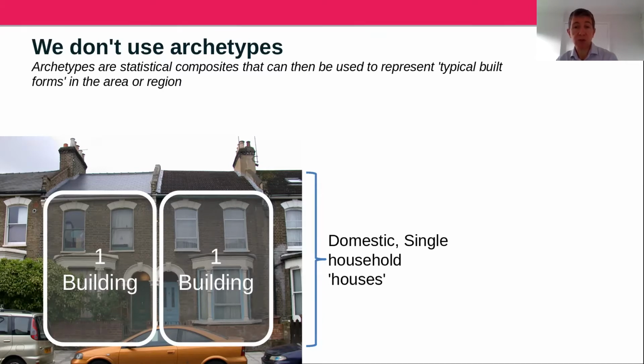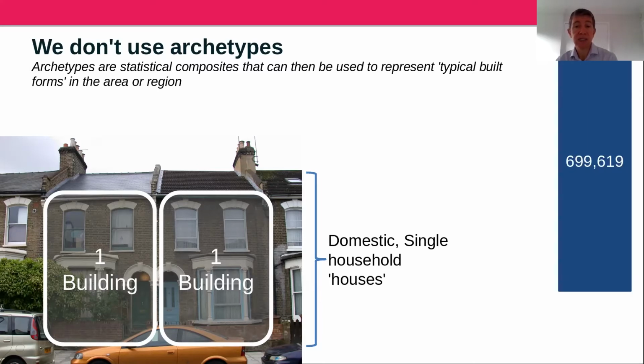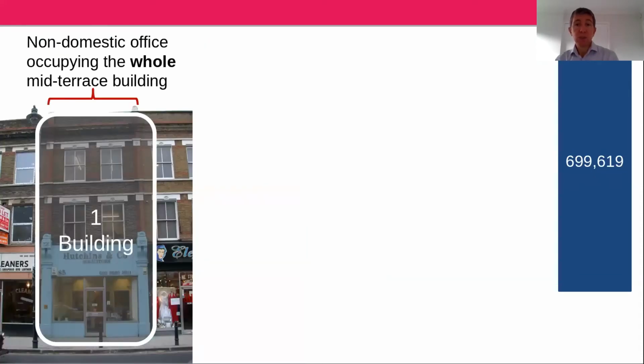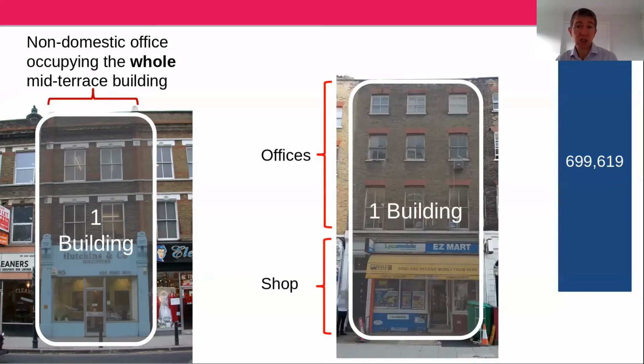So archetypal models would use a model of, let's say, one typical mid-terrace building in this case, and then it would multiply it up by the total number in the region. In this model, every single one of the 700,000 mid-terrace houses is different. We deal with both domestic and non-domestic in the same model, which means we can pick out mid-terraces that are not used as houses but are used as offices, or we can even pick out a combination of shops and offices. And we can unpick this detail and we can then account for another 19,000 mid-terraces which have non-domestic occupants.